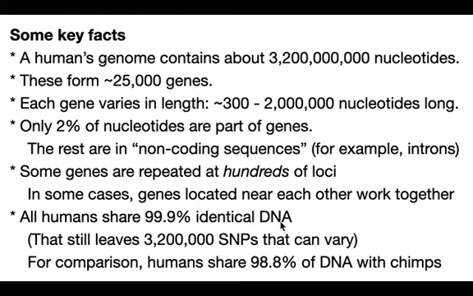And this is the fun part, all humans share 99.9% identical DNA. Now that still leaves, I've got this number wrong. Okay, so there's supposed to be another 3 zeros here. So this should have been 3.2 trillion. I think I've made it thousands, millions. So there should be another 3 zeros up here, and there should be another 3 zeros down there. So there's still 3.2 billion single nucleotide polymorphisms that can vary within that 99.9% identical DNA.